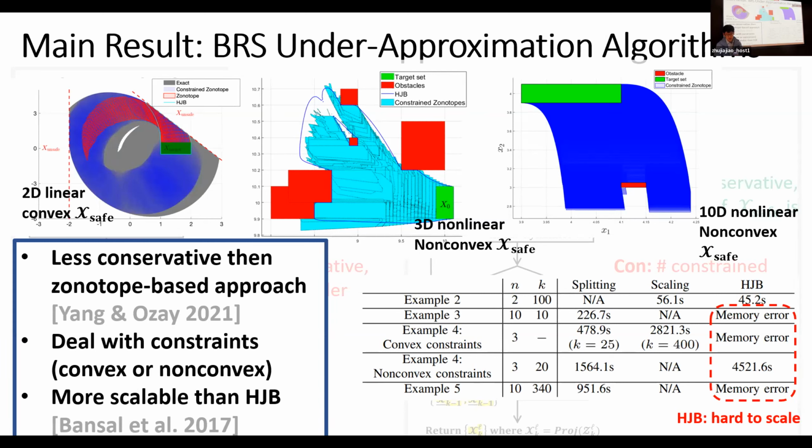So the key message here is our method is less conservative than the zonotope-based approach. It also deals with constraints, including convex and non-convex ones. And also finally, comparing to some off-the-shelf tool like the HJB toolbox, we are much more scalable, and we're able to handle relatively high-dimensional systems.